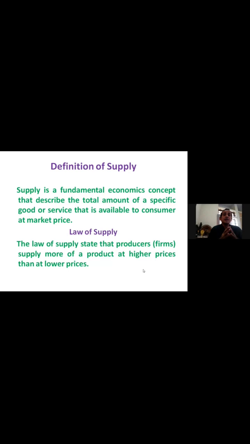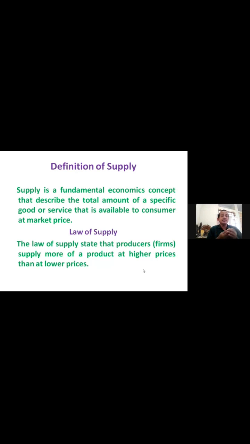Now we'll come to the law of supply. The law of supply states that producers or firms supply more of a product at a higher price than at a lower price. I'm going to explain it the way I did for demand. But here, when price increases, supply of a product will increase in the market. When price decreases, supply of the product will decrease. This is basically the law of supply.